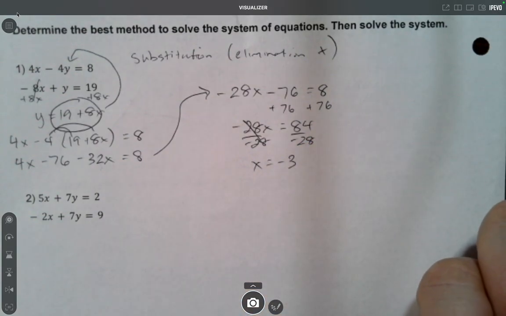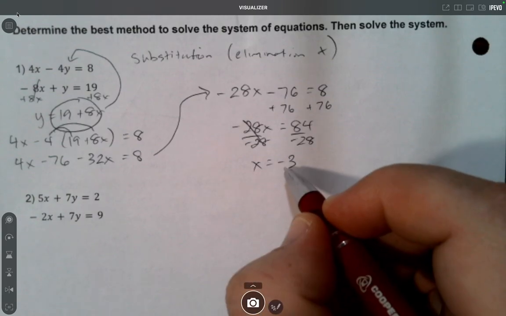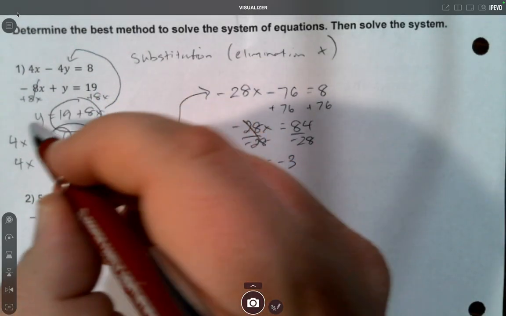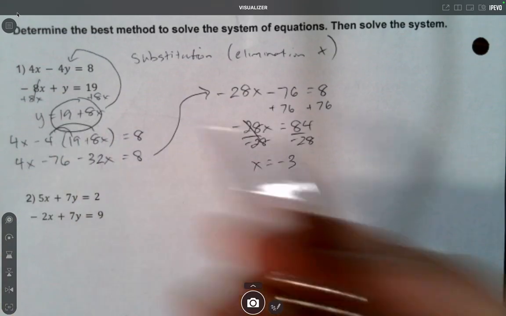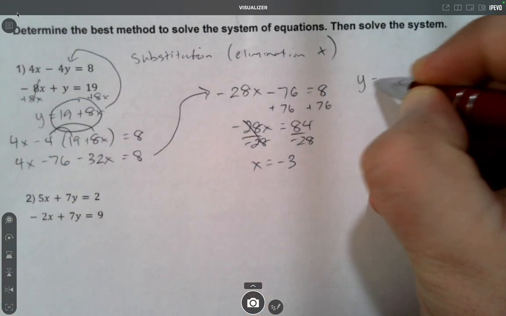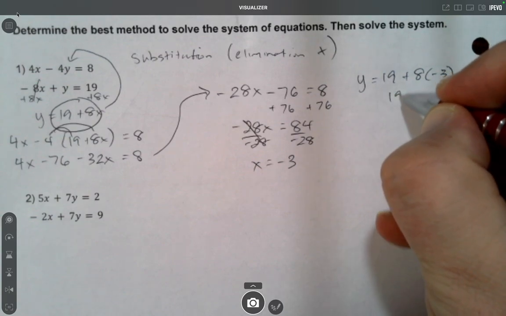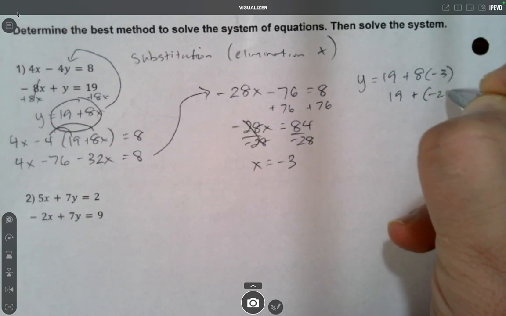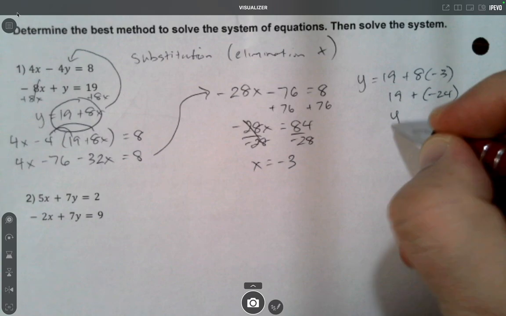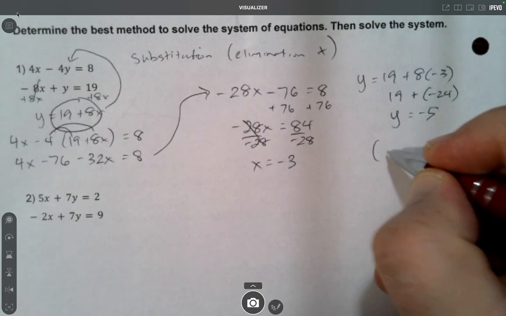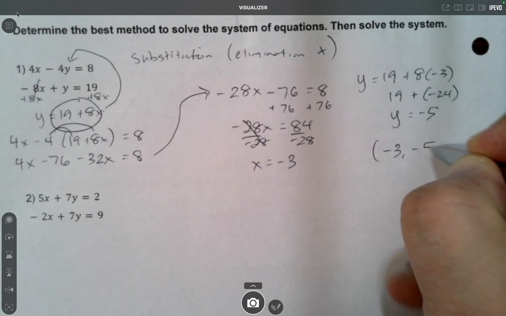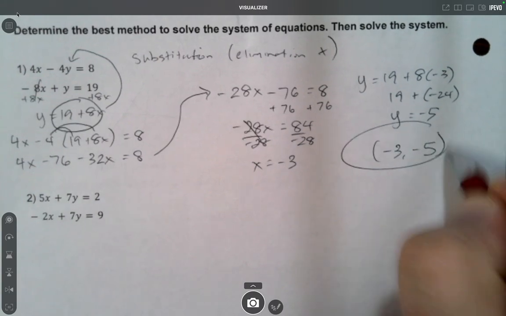So I have half my answer. I've got the x value. Now I can plug negative 3 into any one of these 3 equations to solve for y. I'm going to choose this one since it's already solved for y. I get y equals 19 plus 8 times negative 3. That's 19 plus negative 24. Which means y equals negative 5. So the solution is the ordered pair, negative 3, negative 5.